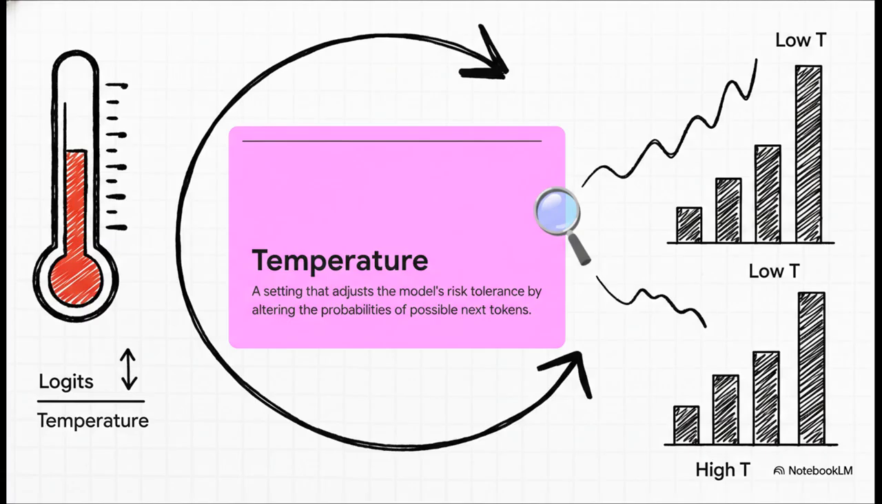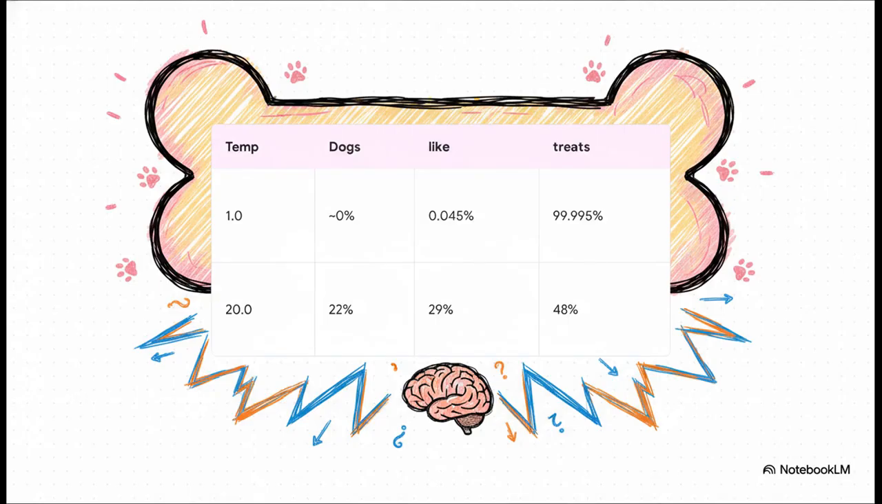A low temperature does the opposite. It makes the obvious choice even more obvious. And this table shows the effect perfectly. At a normal temperature, the word treats is the overwhelming favorite. I mean, look at that, almost 100%. But crank the temperature way up, and those probabilities get flattened. Suddenly, the underdog words become much more competitive. The AI is now being encouraged to take a risk.